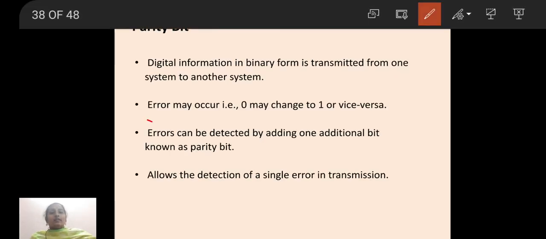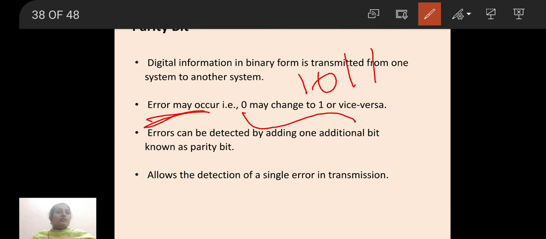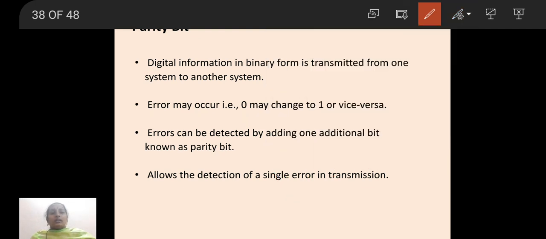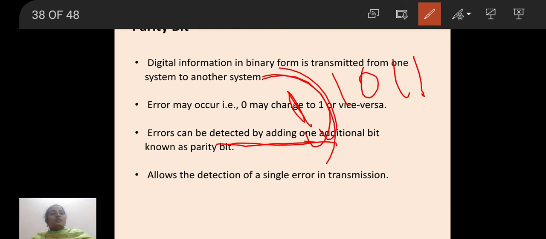To identify that error, maybe 1 is changed to 0 or 0 is changed to 1. For example, I would like to transfer 1011 through the transmission line. During transmission, 1011 is changed to 1010. The last bit is changed from 1 to 0. So how can we detect, how can we identify this? To identify that, one special bit is sent along with the original data.